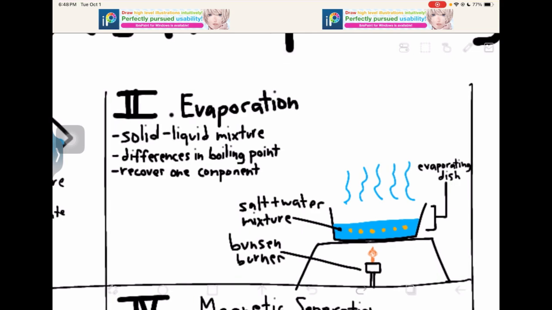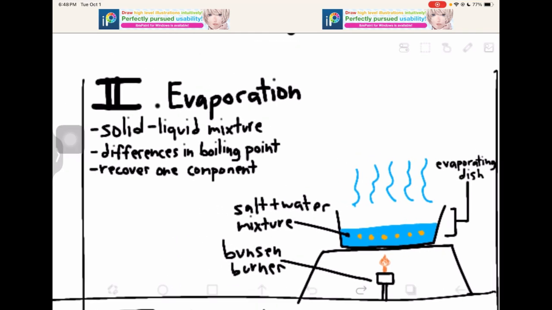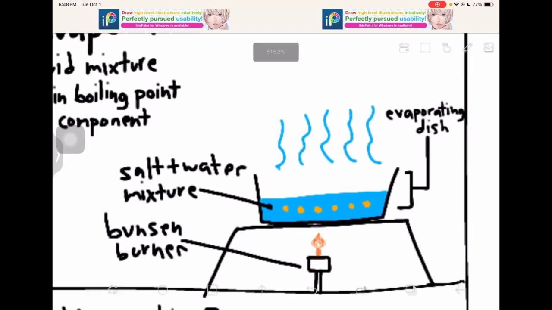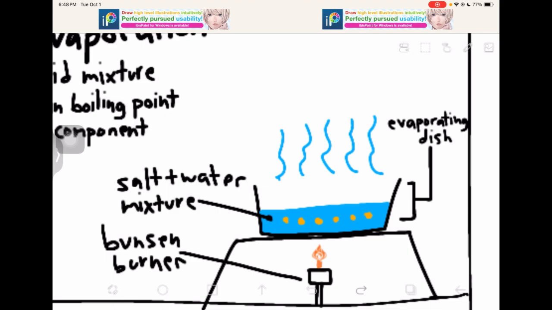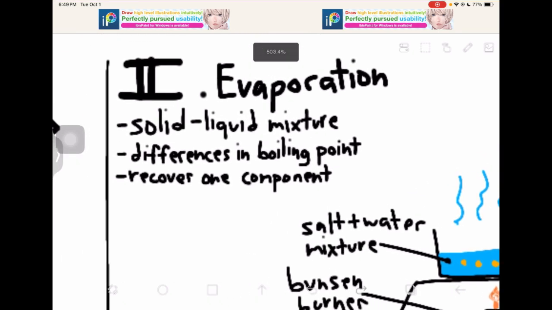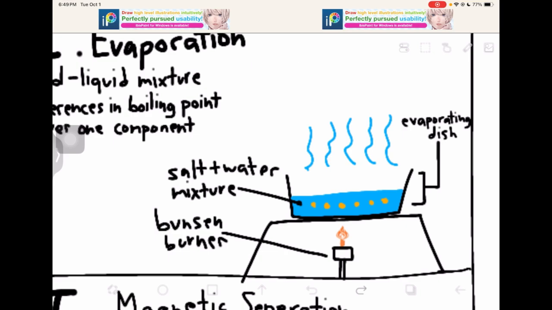So we put a salt water mixture, and as you can see, we rely on the differences in boiling point here, because if we're having a mixture of some sort, we have a lot of different elements and compounds with different boiling points, and of course the element or compound with the lowest boiling point will boil first. So in this case, it's water, and then you're left with salt. Unfortunately, the downside of this is you're only recovering the salt. You lose the water in the process, which really sucks, honestly.